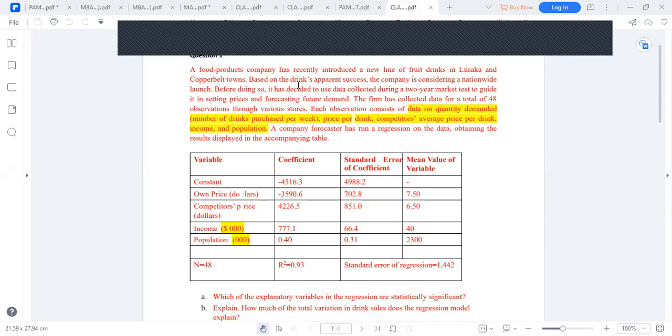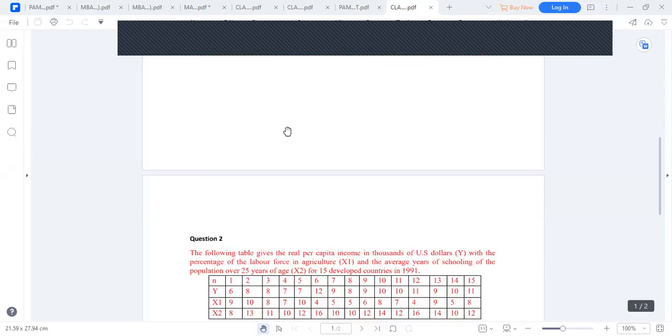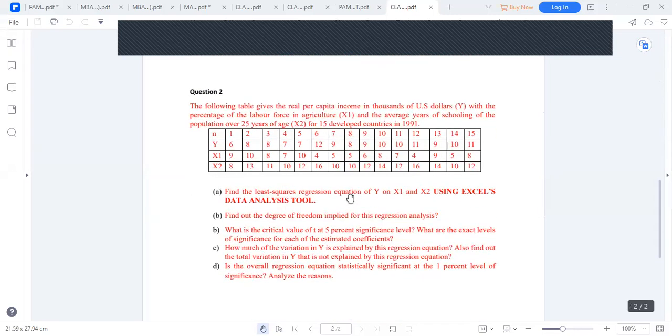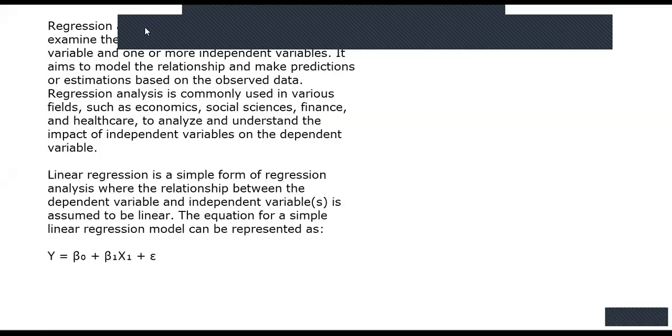Welcome to our session on regression analysis. So a typical regression question looks something like this and something like this. Now, for you to understand what is involved in linear regression, I'll give you a background briefly on what regression is all about.